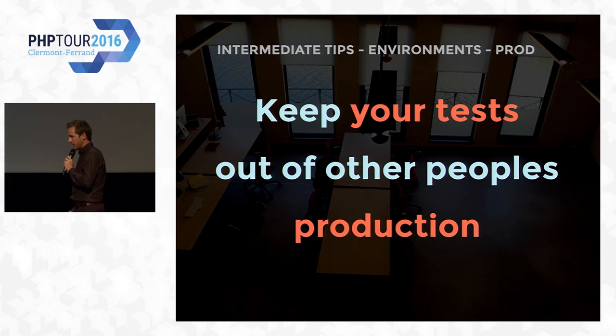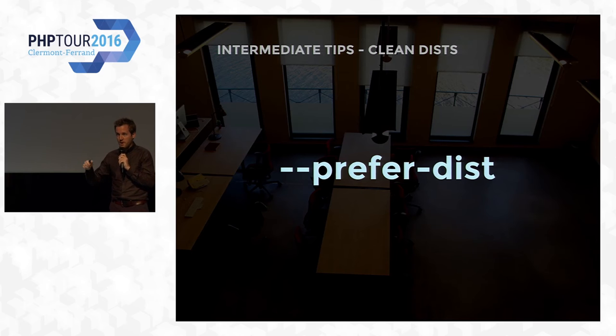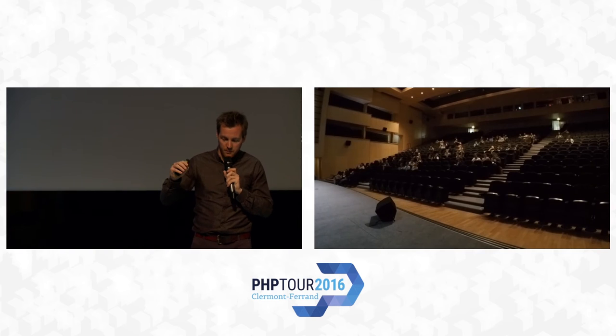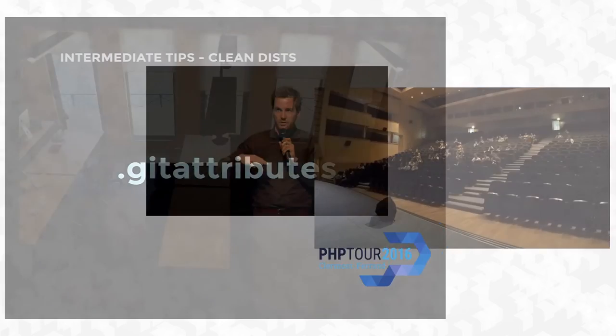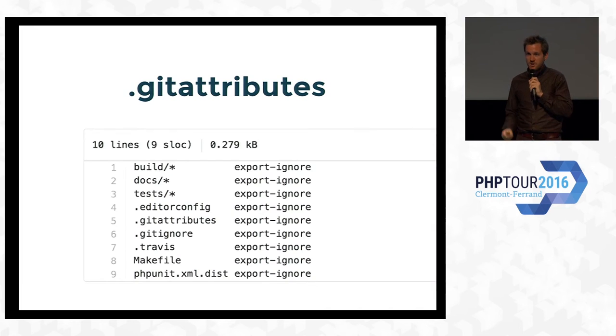So how can we tackle this? If someone installs your package with --prefer-dist, what Composer will do is download a zip file from GitHub, and you can actually tweak whatever is in that zip file. It will be a zip file which consists of all the files in your GitHub repository. But with the .gitattributes file, you can actually change what is in that folder. You can exclude some folders or files, like the Travis file or the Makefile.